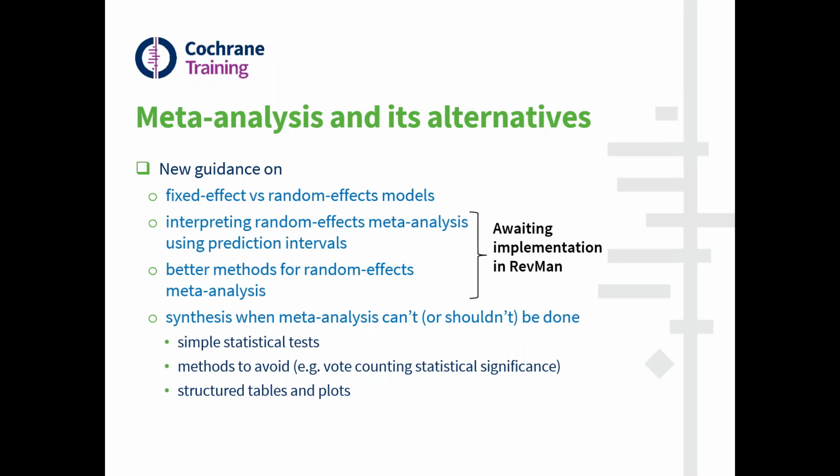As James said, we have a new chapter on synthesis when we can't do meta-analysis, which is sadly an issue many of us face when doing reviews. So we've introduced some of the options here. Sometimes we can do very simple statistical tests when we don't have the data that we need to compute the size of the effect. We talk about some of the methods that people should avoid, such as vote counting statistical significance. And we provide some guidance on producing structured tables and interesting plots that can convey the evidence in a way that perhaps people don't do as much as they could.